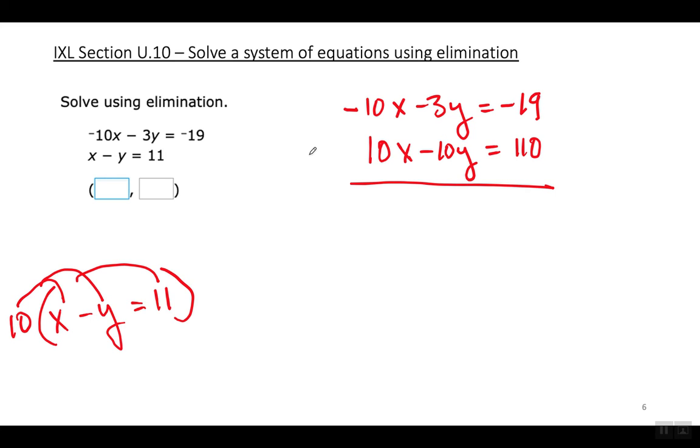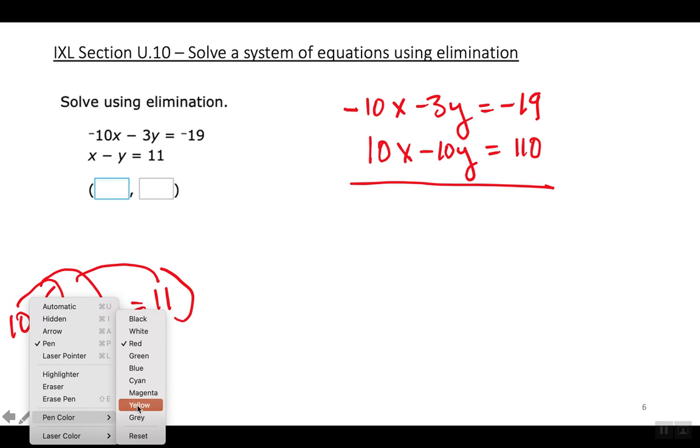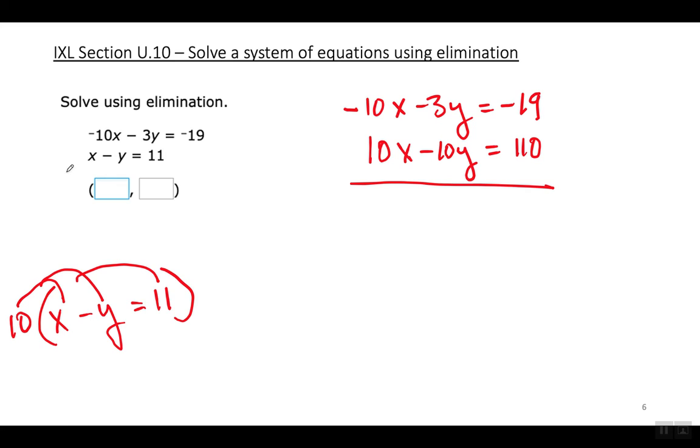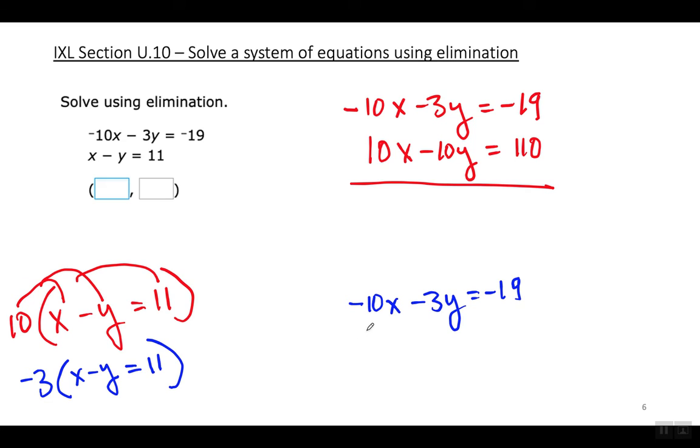I could have also done something else, but I'm going to leave it like that because I haven't done any yet where the x terms eliminate. But just to explain, another way you could have done it is the bottom equation, multiply everything by negative 3. If you multiply the bottom equation everything by negative 3, you'd have this equation. The top is still the same. The bottom would become negative 3x plus 3y equals negative 33.